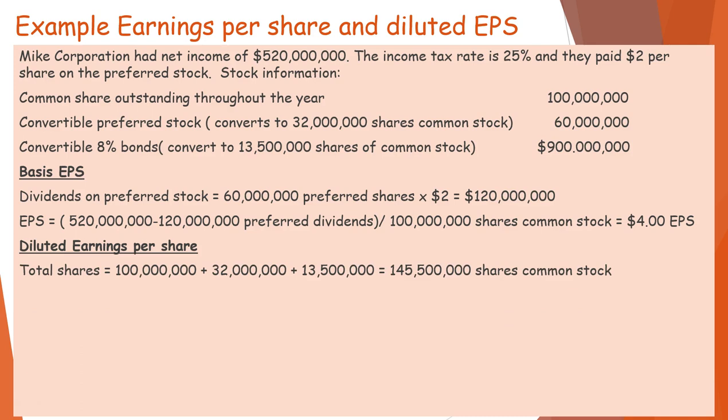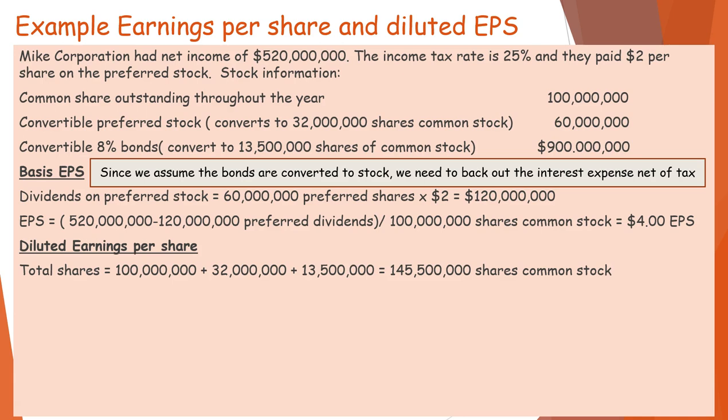Diluted earnings per share. Total shares are 100,000 plus the 32,000 from the preferred stock and the 500,000 from the convertible bonds. That says our shares of common stock, if everybody exercised all their rights, is now 145,500,000.